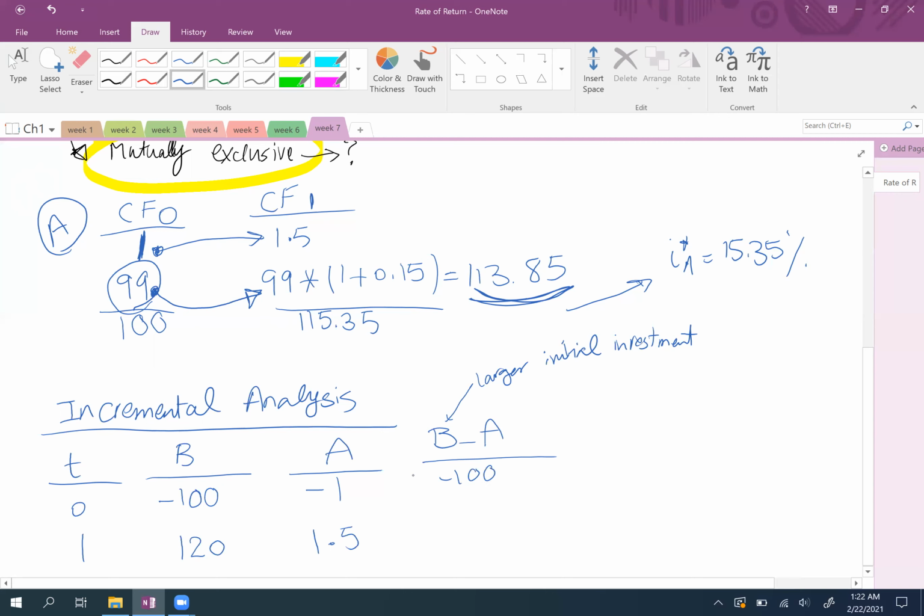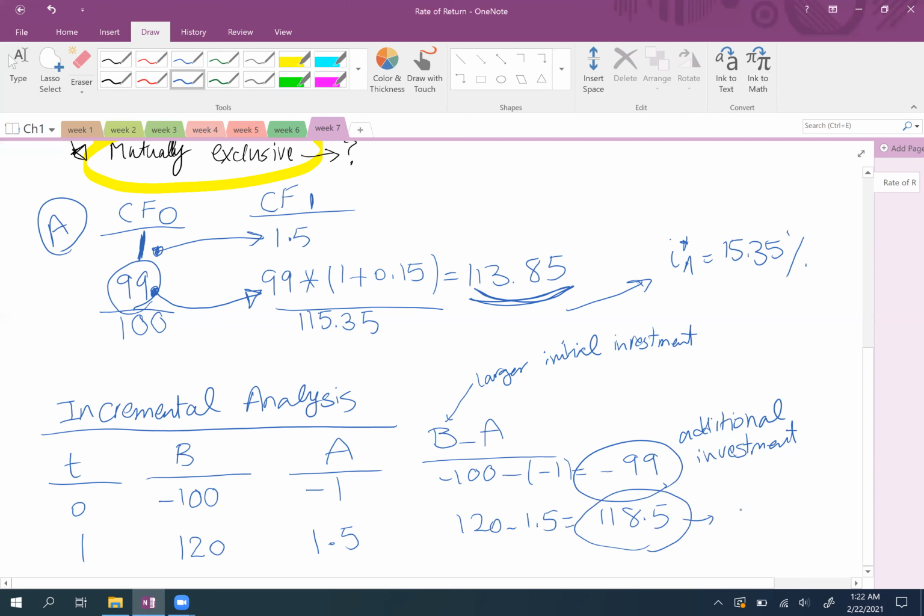Because I want to know if the additional investment is justifiable or not. So the difference between these 100, because they are on the negative side, means the difference is $99 extra investment. So this is additional investment. This additional investment, when I compare B and A, so again B minus A, will be 120 minus 1.5, it will be 118.5. So as you can see, with this additional investment, I will be able to make this much additional benefit.